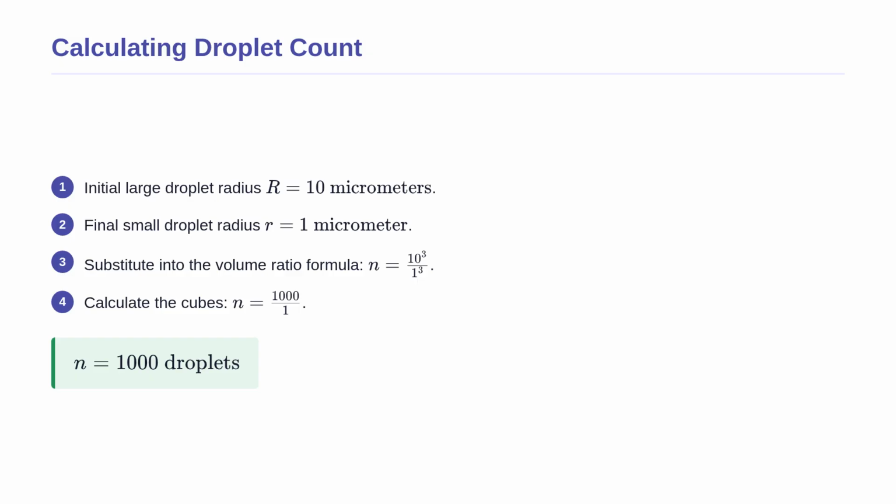We substitute capital R with 10 and lowercase r with 1. Cubing 10 gives us 1,000, and cubing 1 gives us 1. Dividing these gives a final answer of 1,000. This means the liver's bile has successfully shattered one single fat drop into exactly 1,000 microscopic pieces, perfectly prepped for digestion.